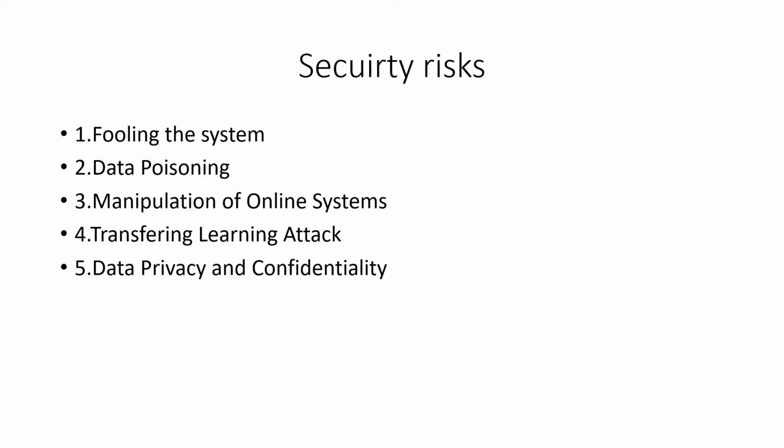So now we come to the security risks. Security risks are of five types: fooling the system, data poisoning, manipulating online systems, and transfer learning attack. And the fifth one is data privacy and confidentiality. Next we can talk about fooling the system, which is a vulnerability that can be seen in this project.